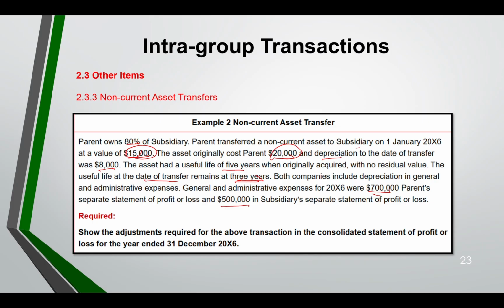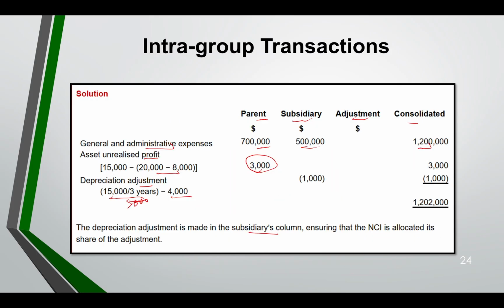So it is simply this cost 20,000 divided by 5 years, because the useful life was 5 years, which is 4,000. So when you compare, the adjustment is now more. It should have been 5,000, but it was recorded as 4,000. That means 1,000 additional depreciation you have to deduct. When you do this, this is your consolidated figure.